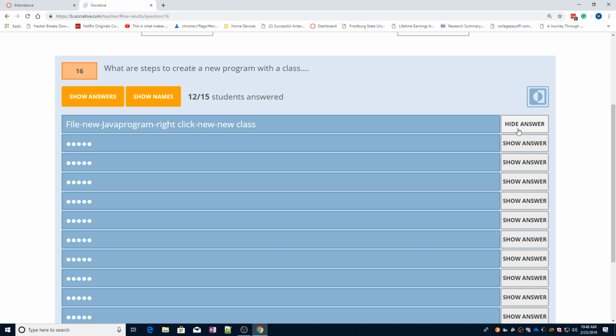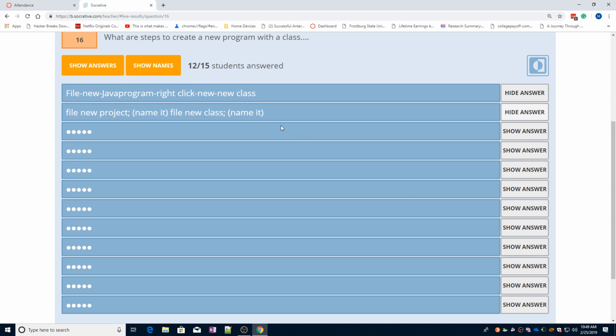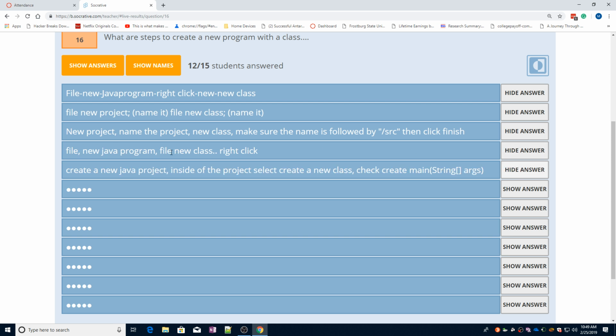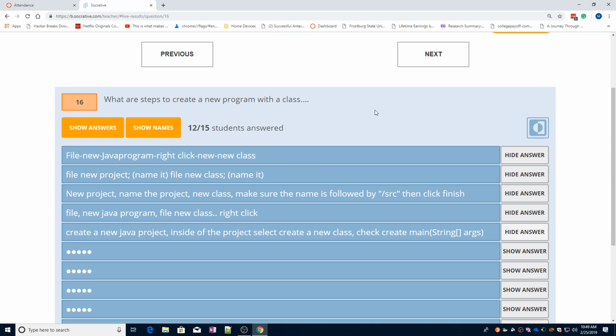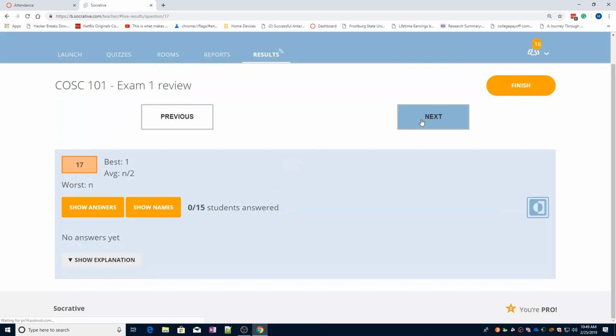File, new, Java project, right click, new class. Yep. File, new project, name it. File, new class. Yes. You might want to, and I wouldn't deduct for this, but don't forget that public static void main, right? Check on the public static void main. So that's it. File, new, program, file, new, class. You're good to go. All right? Next.